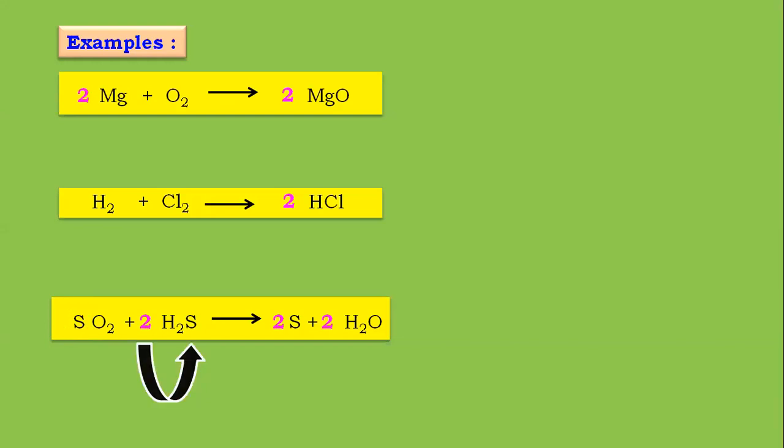This 2S plus this 1S. Total kitna ho gaya? 3. So in the product, you're going to put 3. Remove that 2 and put 3. Please make a correction. I think the 2 is coming here again. Please make a correction. The final answer is SO2 plus 2H2S gives me 3S plus 2H2O.